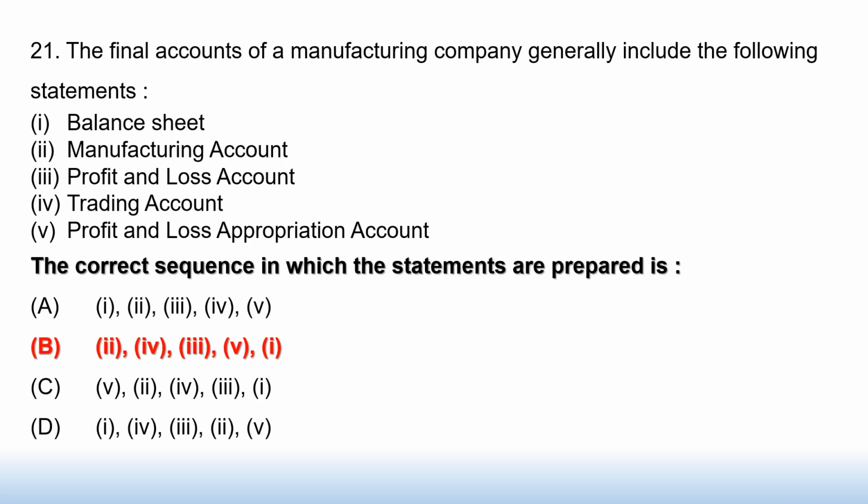The final accounts of a manufacturing company generally include the following statements. Option 1, balance sheet. 2, manufacturing account. 3, profit and loss account. 4, trading account. 5, profit and loss appropriation account. The correct sequence in which the statements are prepared is answer option B, that is manufacturing account, trading account, profit and loss account, profit and loss appropriation account and balance sheet. That is option B is the answer.